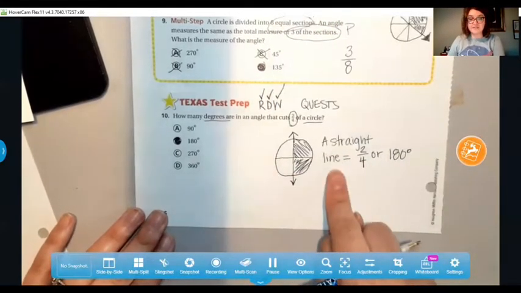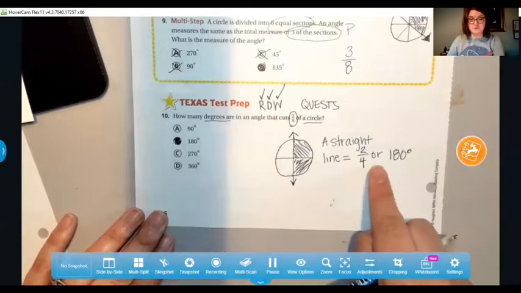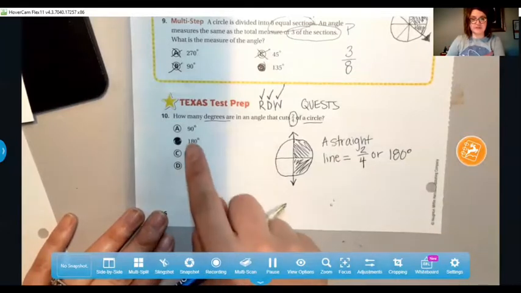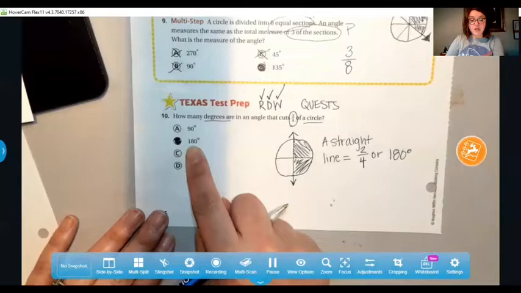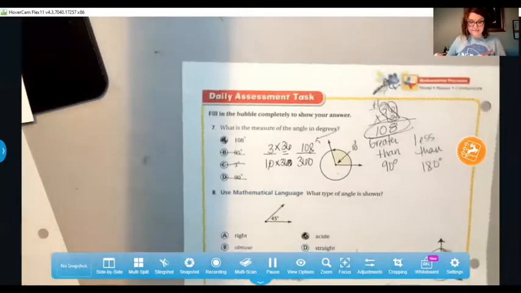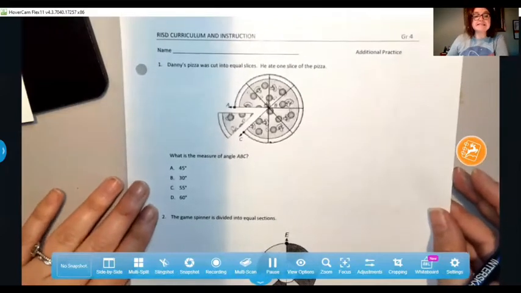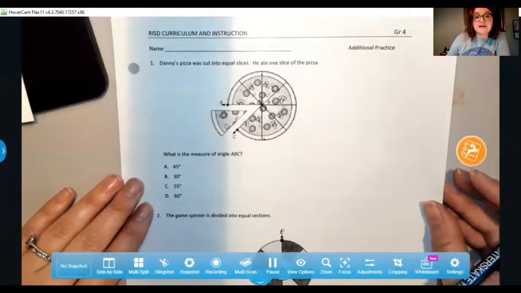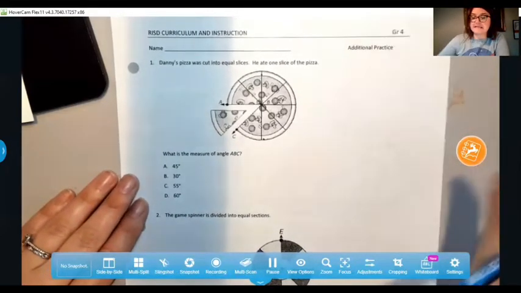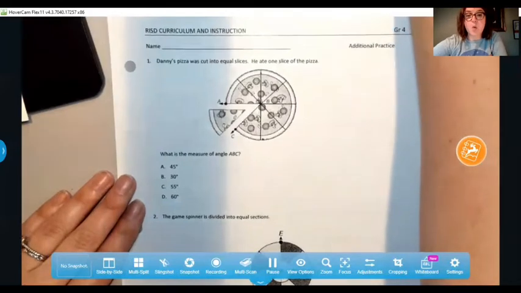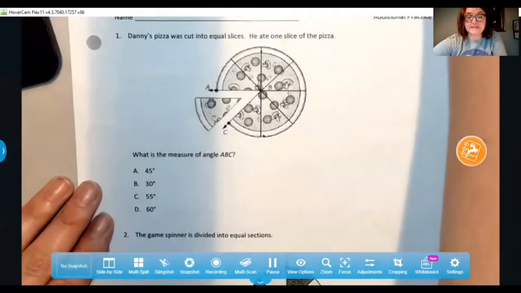A straight line equals 2/4 or 180 degrees. So now we're going to look at some other problems to help extend this learning. It says Danny's pizza was cut into equal slices. He ate one slice of the pizza.